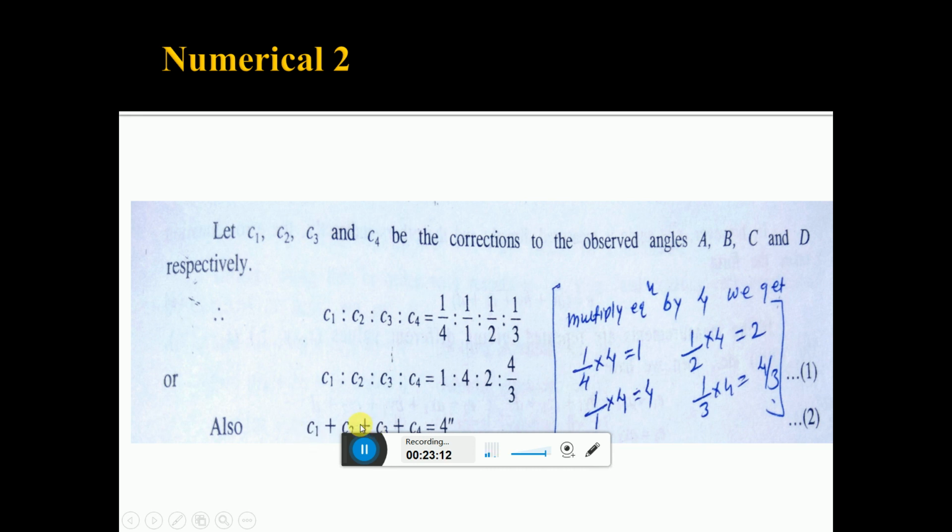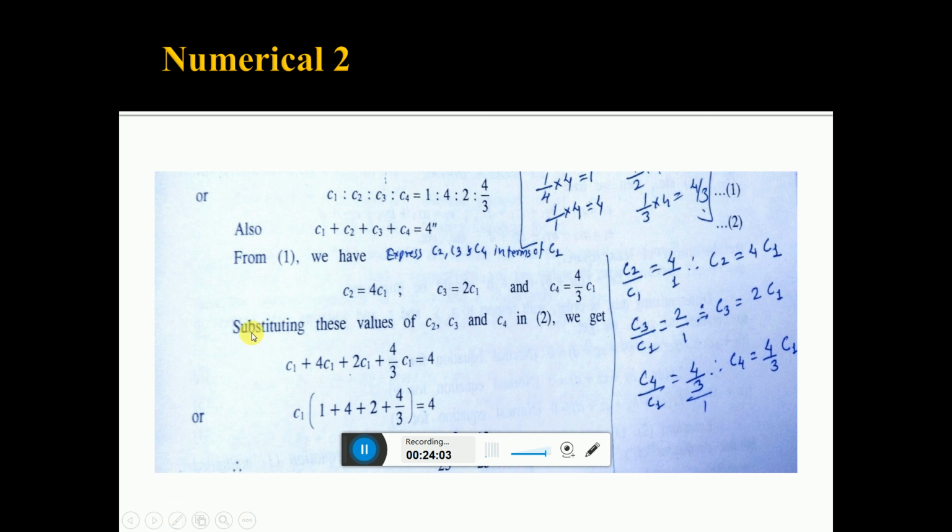Again, as done in the previous example, express C2 in terms of C1, C3 in terms of C1, and C4 in terms of C1. It is not necessary that we express all the values in terms of C1. You can express C1 in terms of C2, C3 in terms of C2, C4 in terms of C2, or any other correction can be expressed in terms of C4 or C3. Here, for the sake of simplification and uniformity, we are considering C2, C3 and C4 in terms of C1.